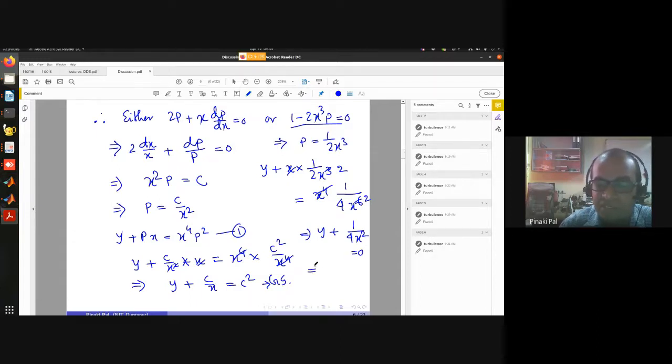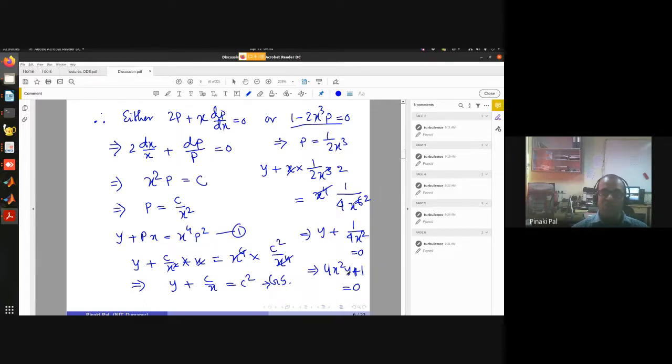That means 4x square y plus 1 equal to 0. Now this is a solution of the differential equation. It will satisfy the differential equation. This is a solution of the differential equation which does not involve any arbitrary constant, and it cannot be derived from the general solution. You see, for any particular value of c, this solution cannot be derived.